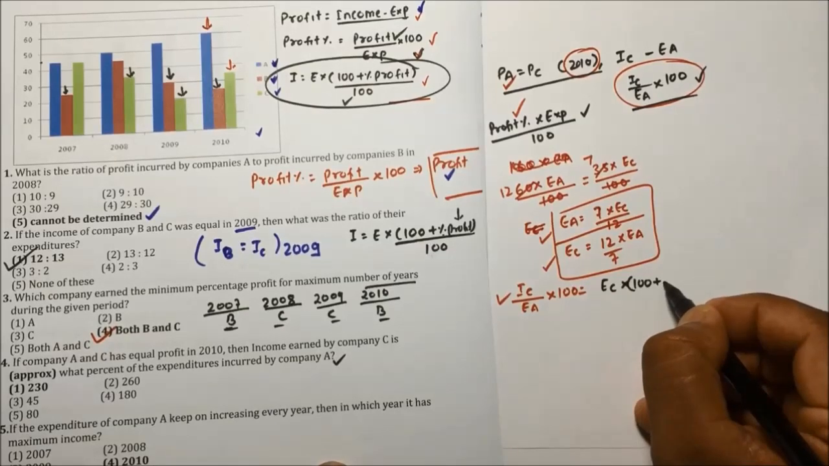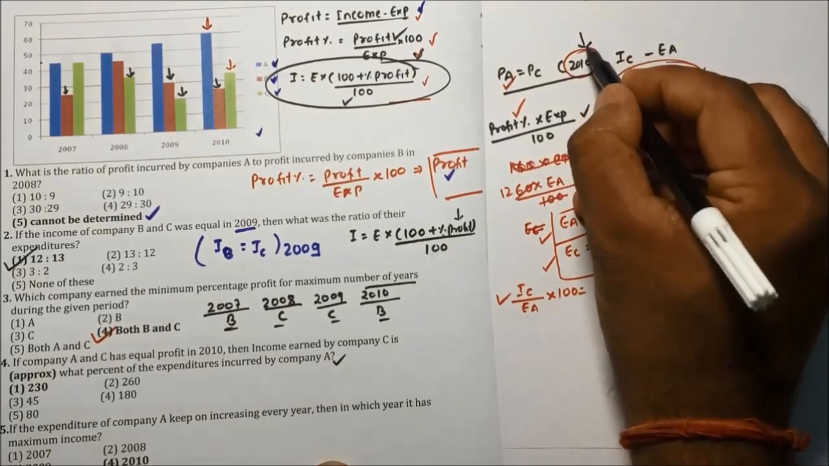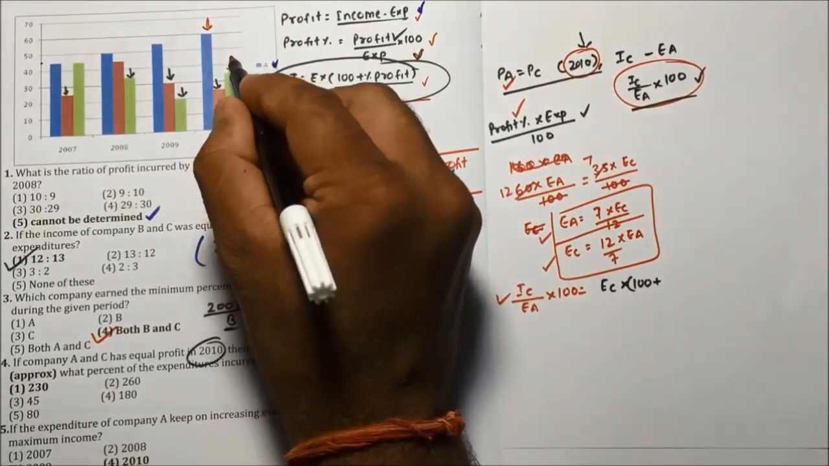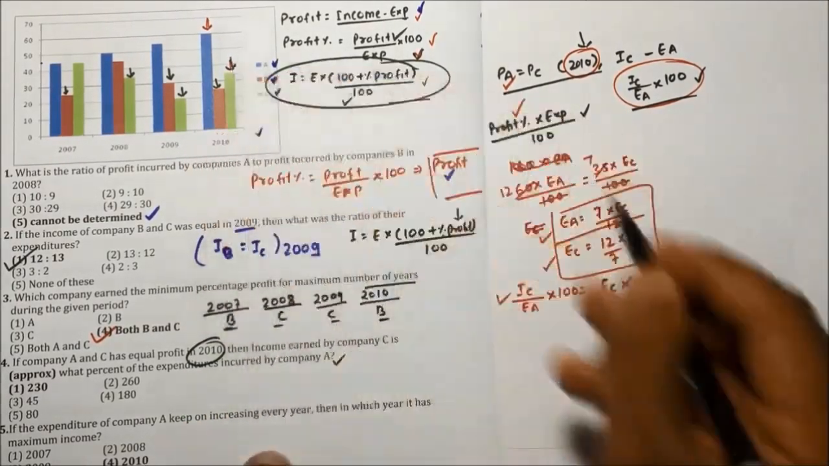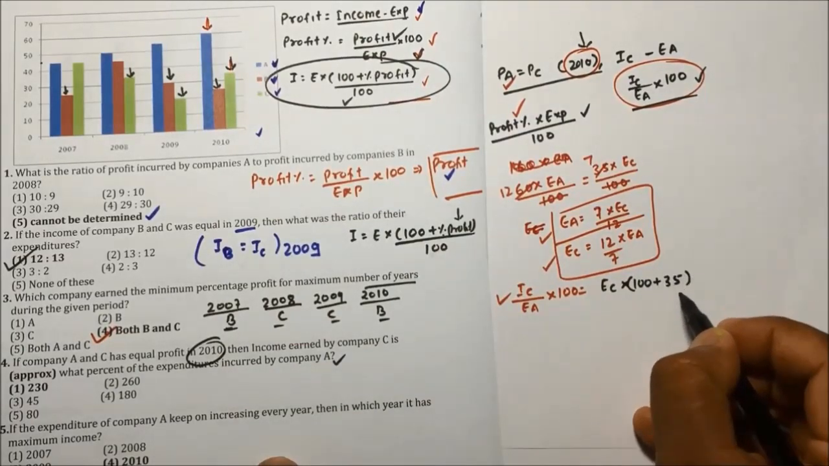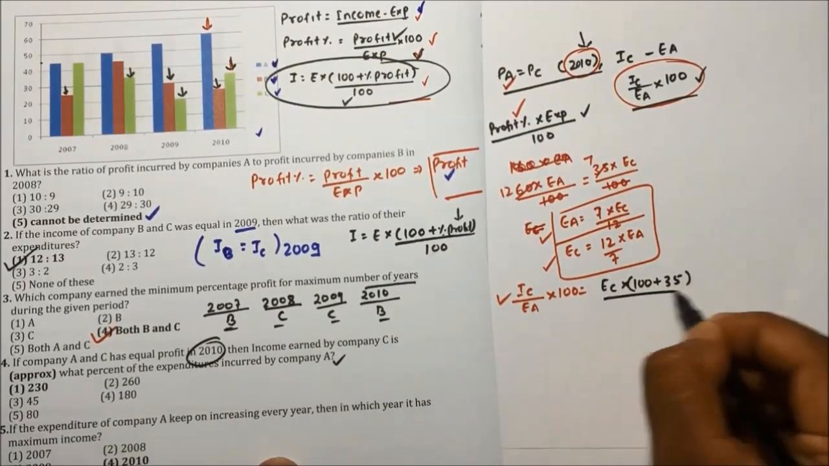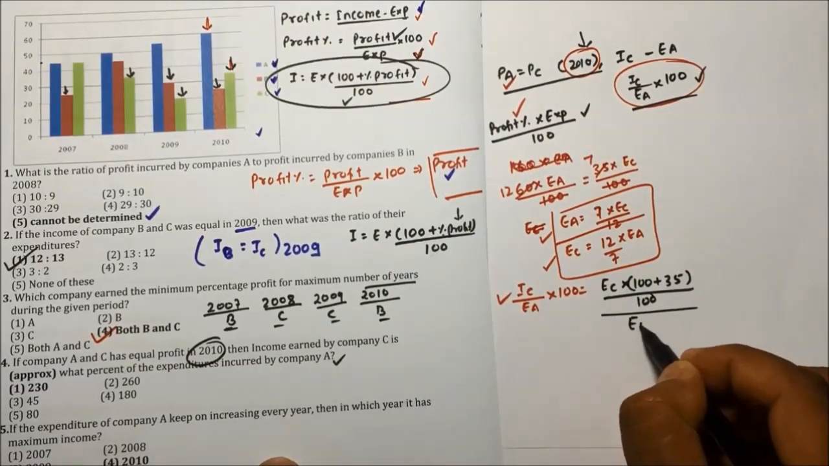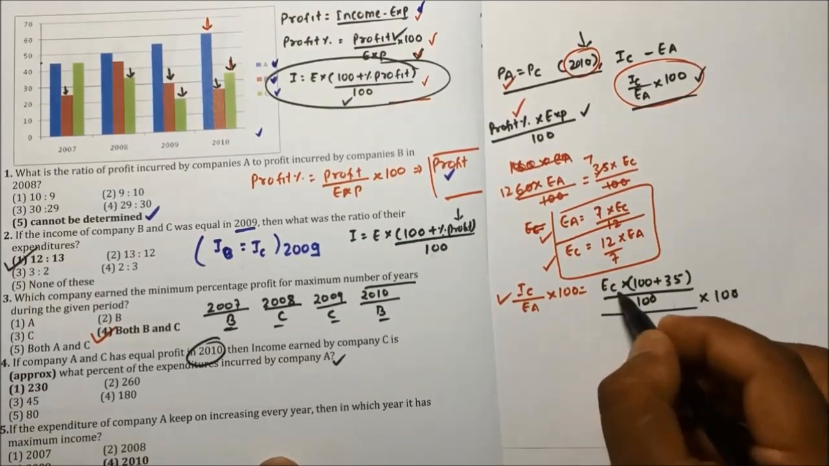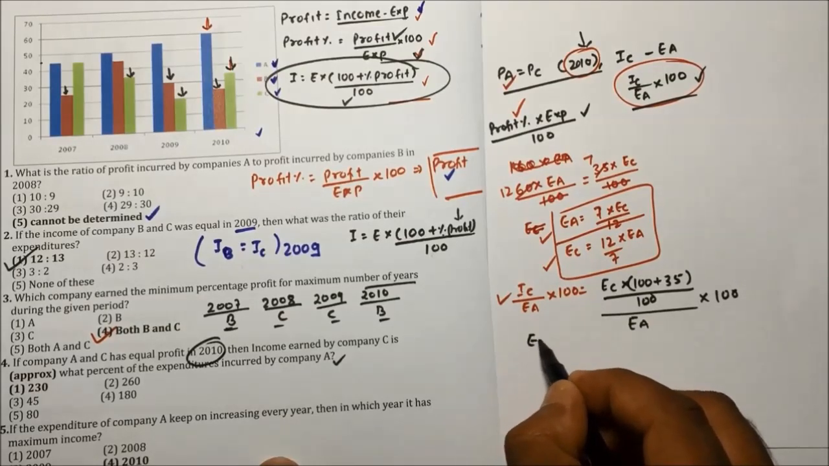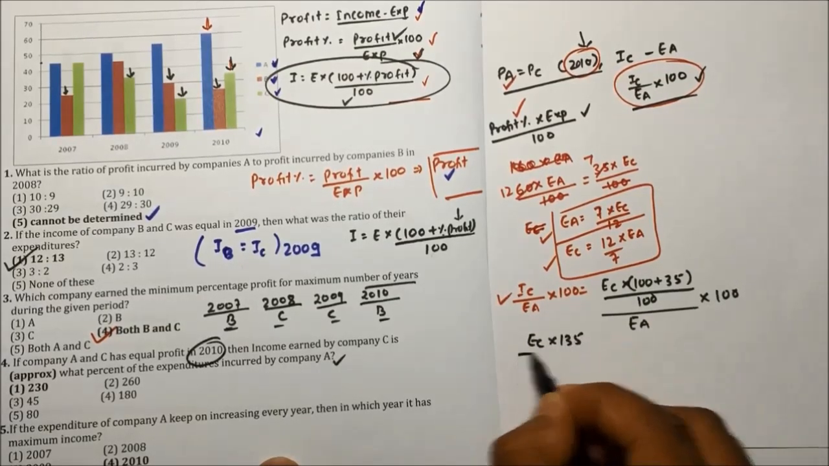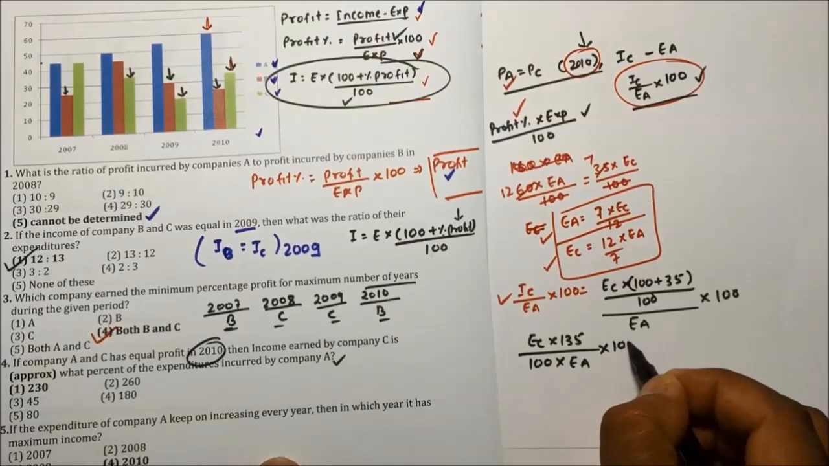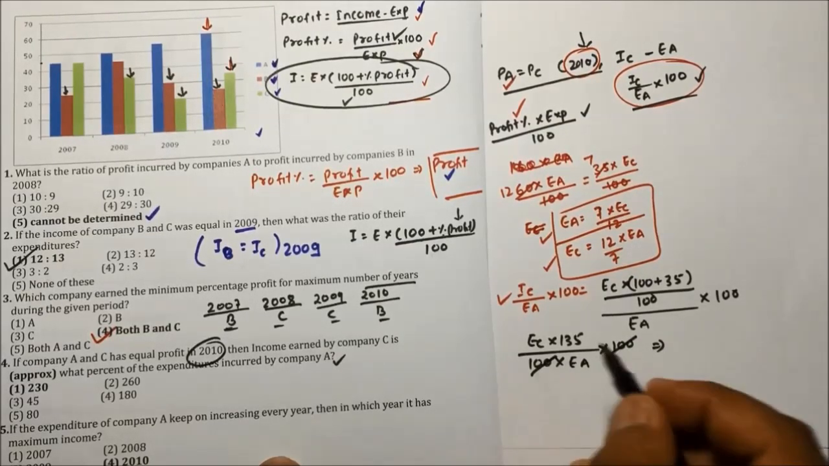So 100 plus percentage of profit in 2010, because they are talking about 2010. So in 2010 the profit percentage is what? 35. So here I will write 35, right? Okay, and divided by 100, this is a formula, and divided by E of A into 100. Now E of C into 135 divided by 100 into E of A into 100. Now 100 and 100 got cancelled.